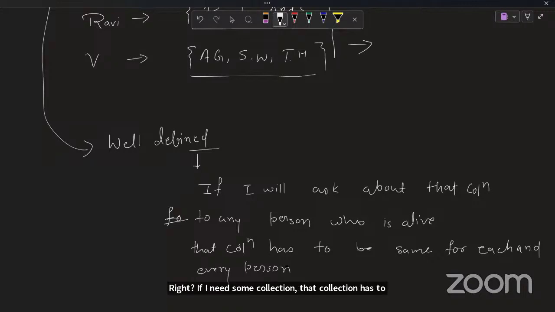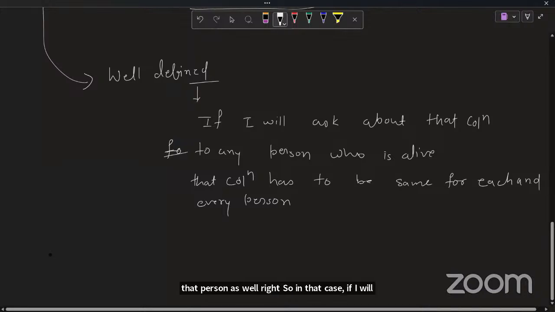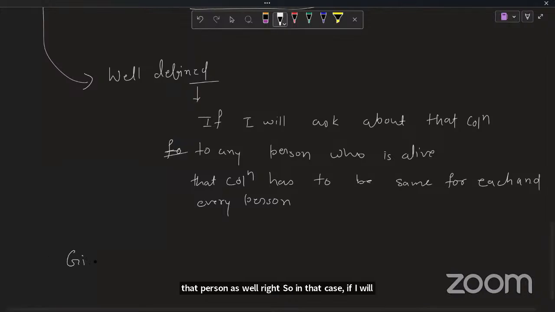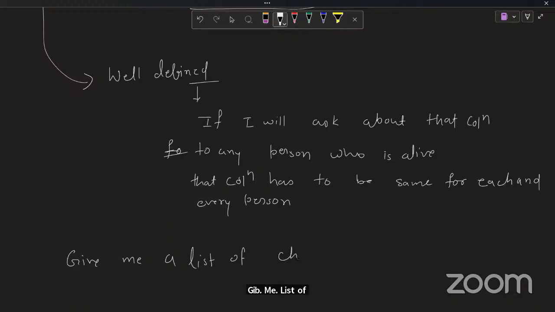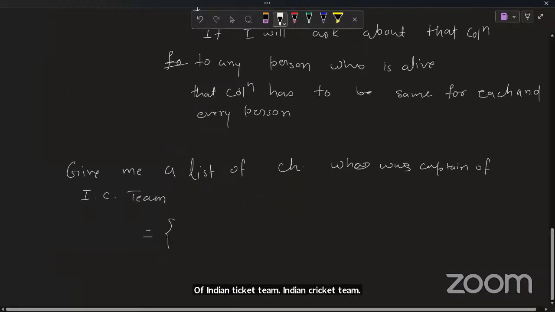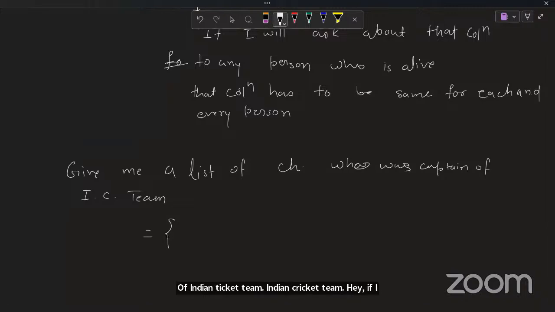What does it mean? If I ask any other person, no matter where he is, even if I ask some person who is on Mars, that collection should be the same for that person as well. So if I ask you another question, give me a list of cricketers who were captain of the Indian cricket team. Now, if I ask you this, will this list change?